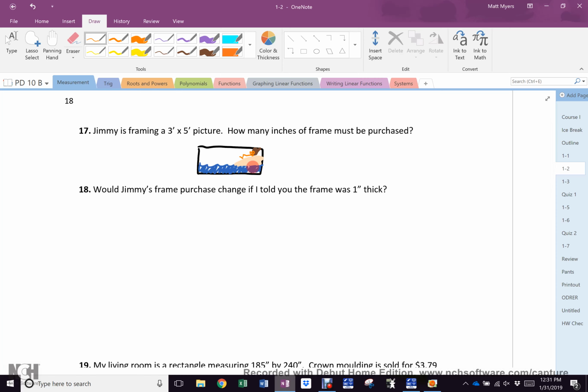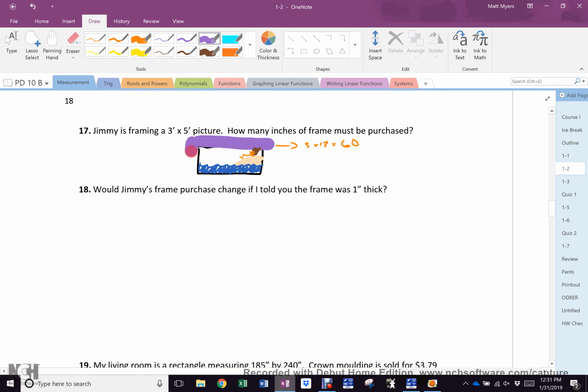We're only doing number 17. How many inches of frame must I buy? Where does the frame of a picture live? On the outside. So how long is this? 5 feet. So how long is this in inches? 5 times 12, which equals 60.